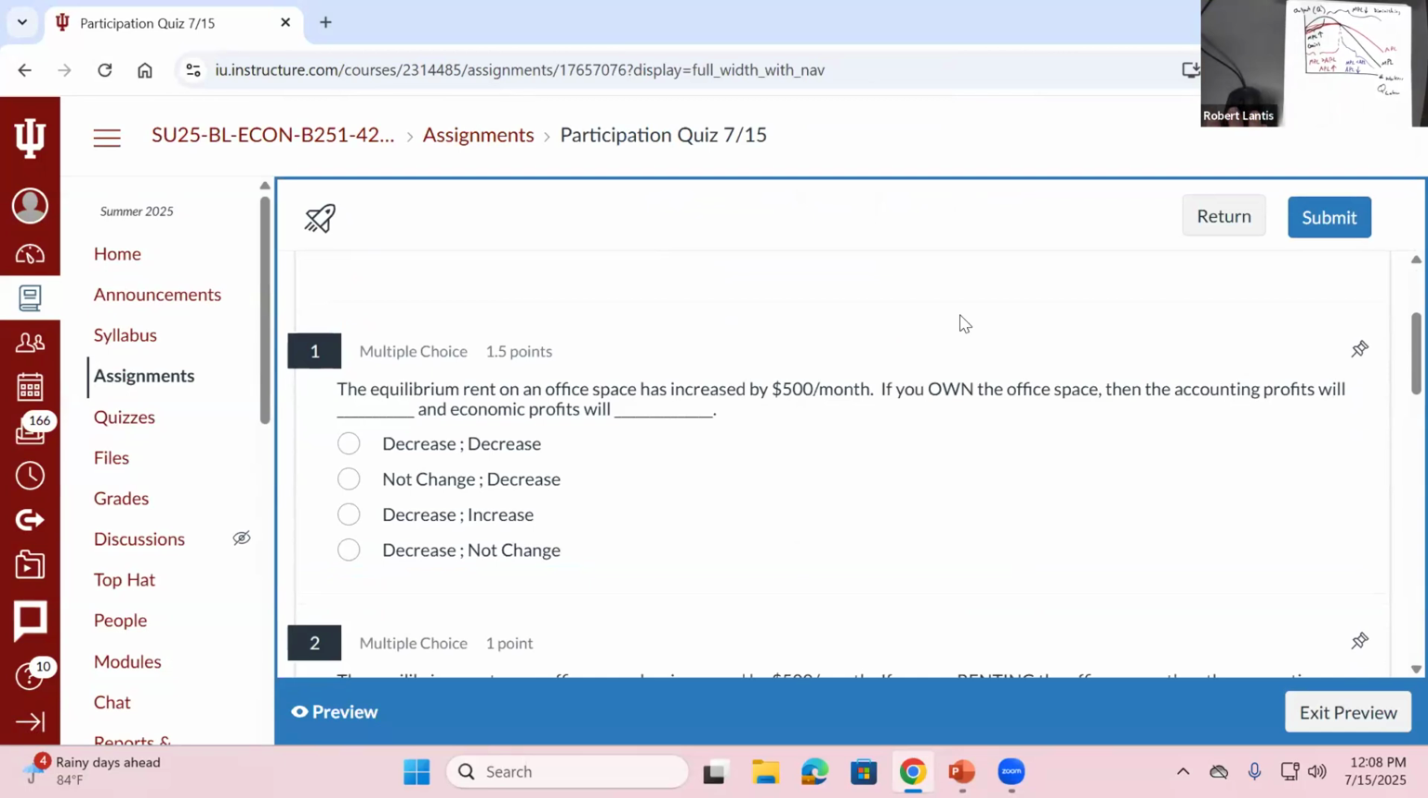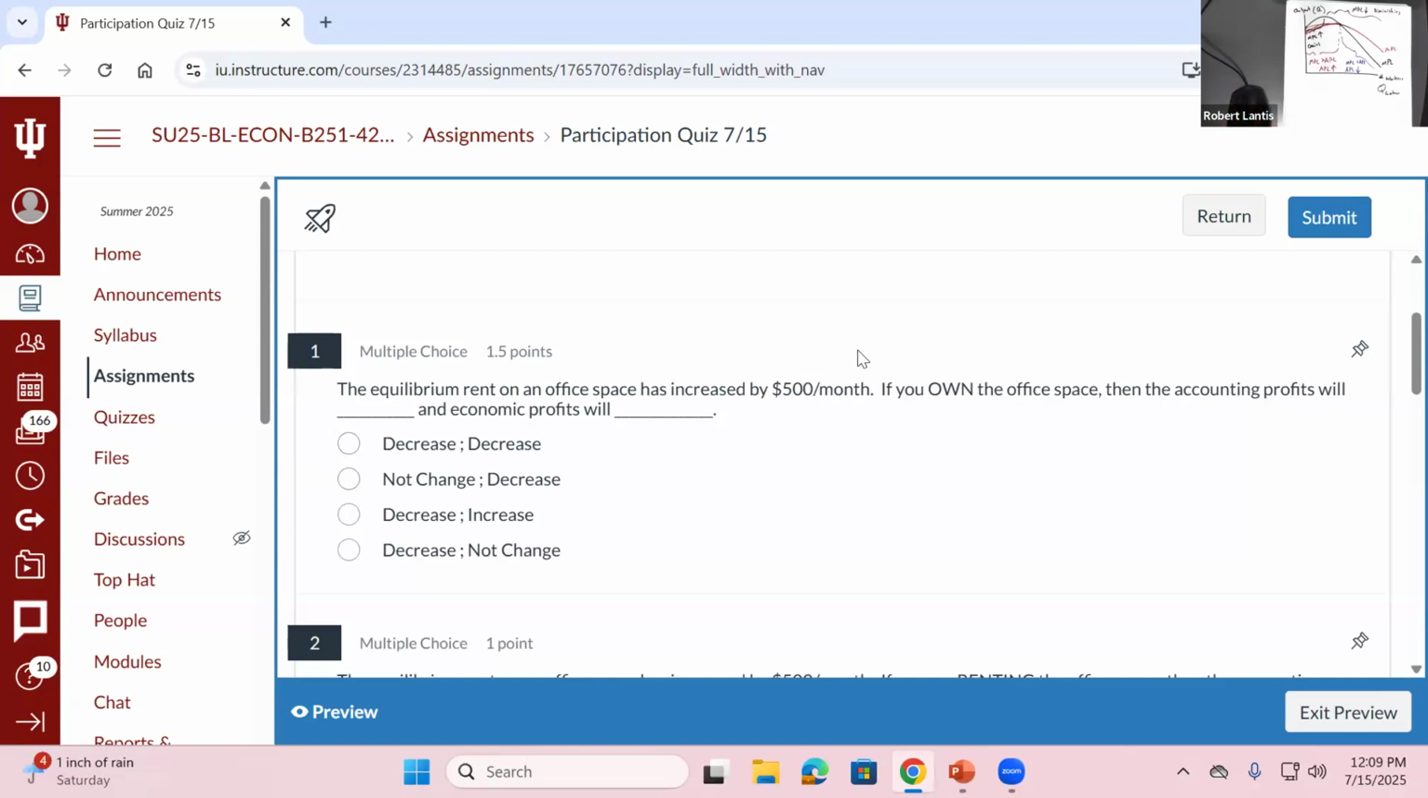But let's say I've got an office space, and all of a sudden, wherever this office space is, the current rent I could be charging is $500. If I own the office space, what's going to be happening to my accounting and economic profits? Well, if I own the space, I'm not paying anyone rent. The fact that this space can be rented for $500 more, my accounting profits won't change at all. I'm not paying any money for this space, no matter how much it could be rented for. So we're going to have no change in our accounting profits if we owned the space.